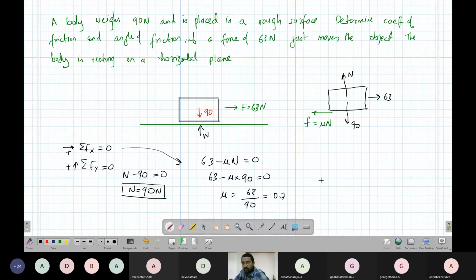It's a very high value. And what about the angle of friction? Tan phi equals mu. Phi equals tan inverse of 0.7, which is about 35 degrees.